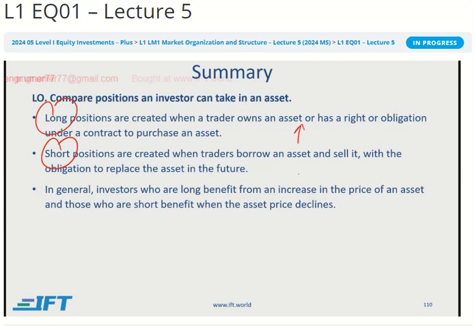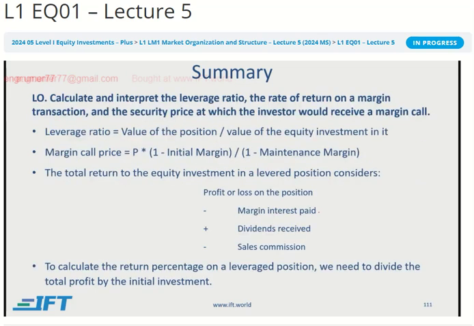Long makes money when the price goes up. Short borrows the asset, sells it, and tries to buy it back at a lower price to make money, so short benefits when the asset price goes down. This is very, very important. So in the whole reading, I think the most important thing is this formula. You need to remember it.